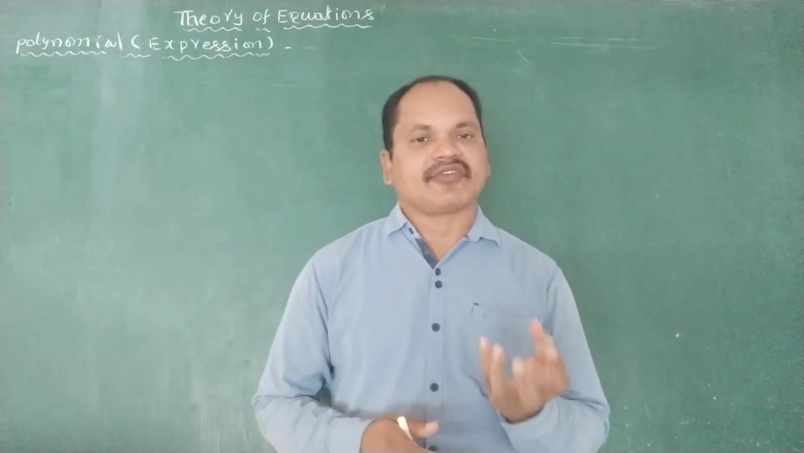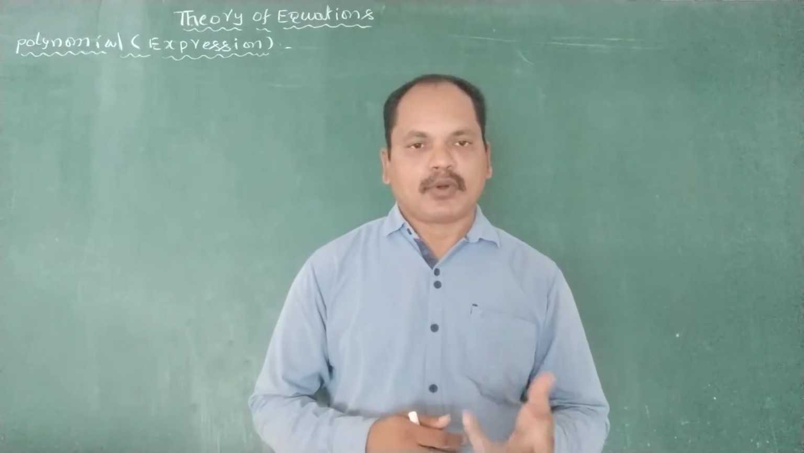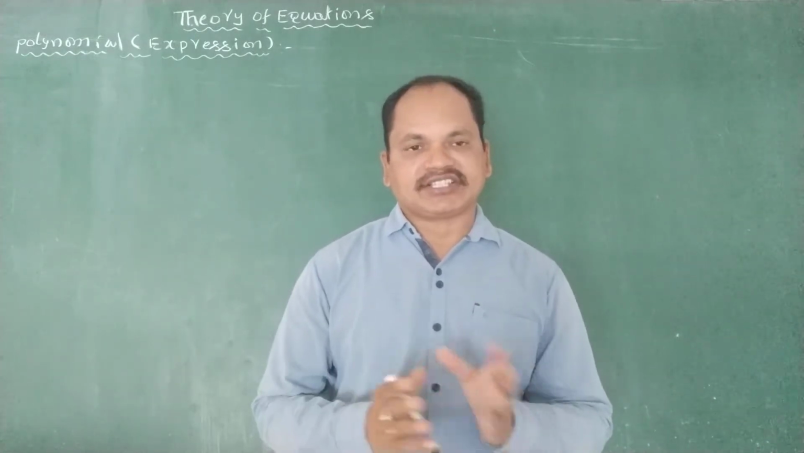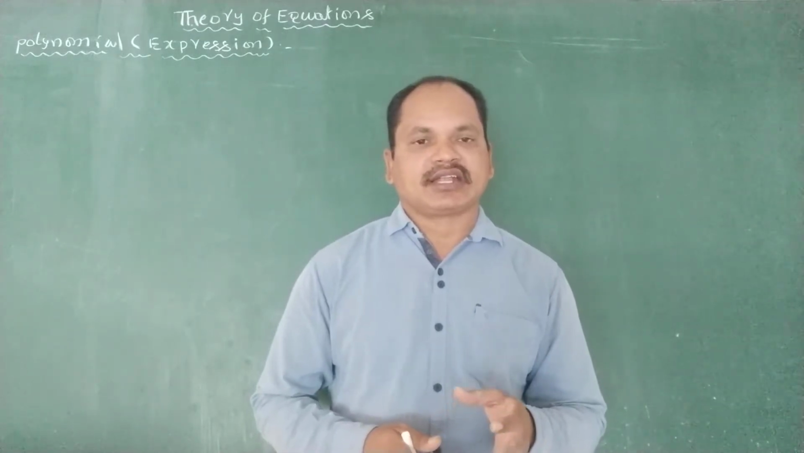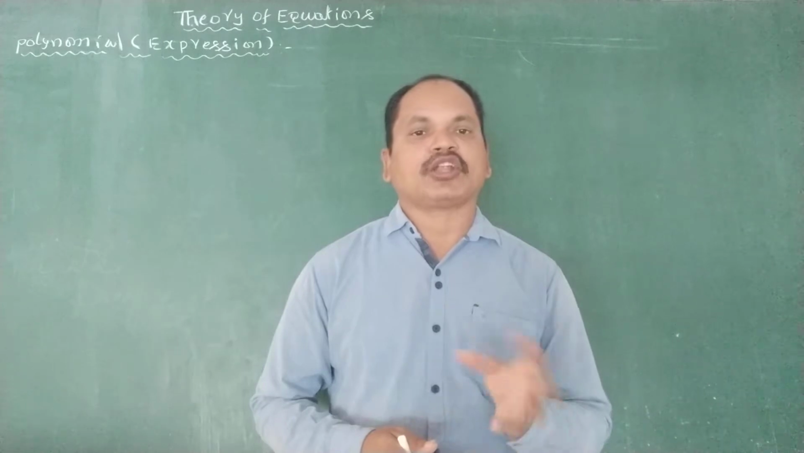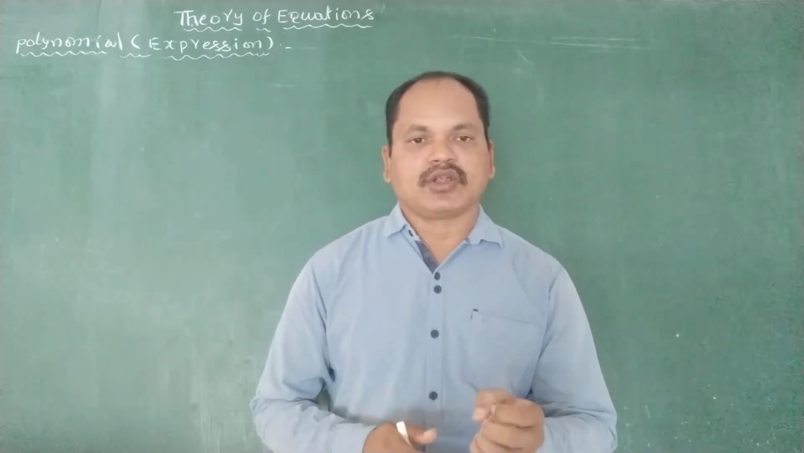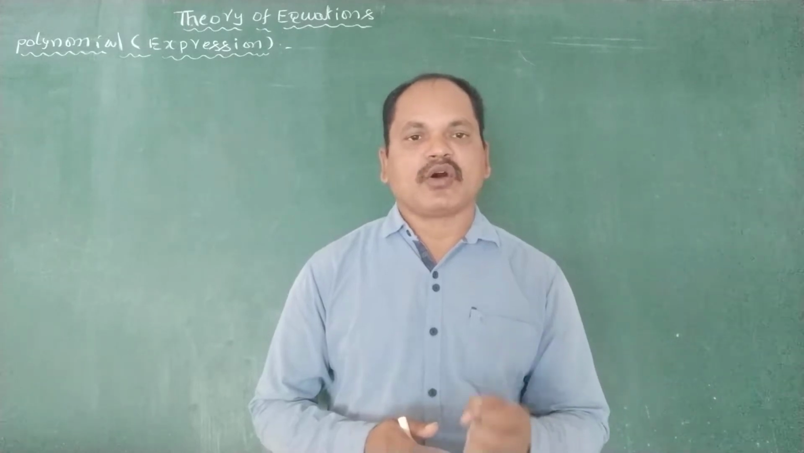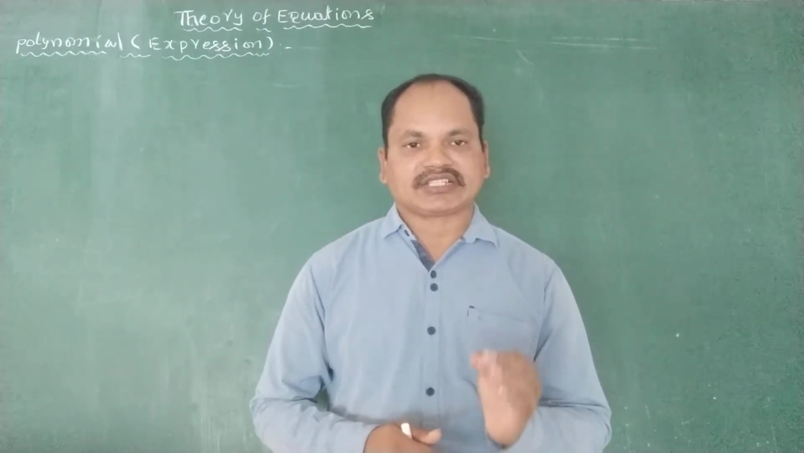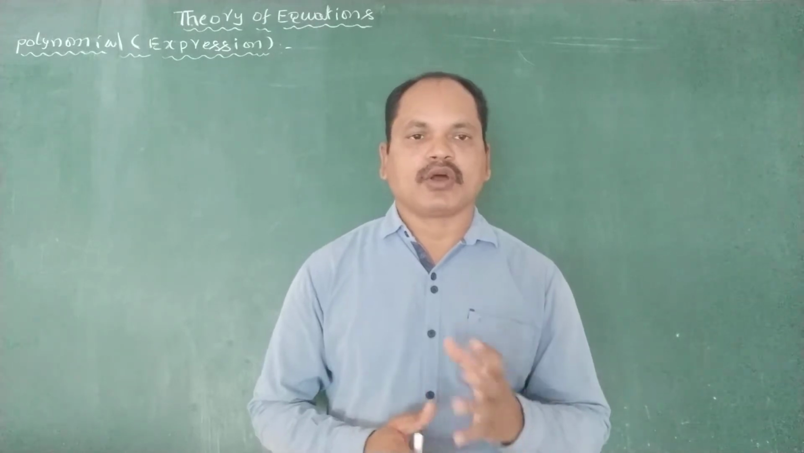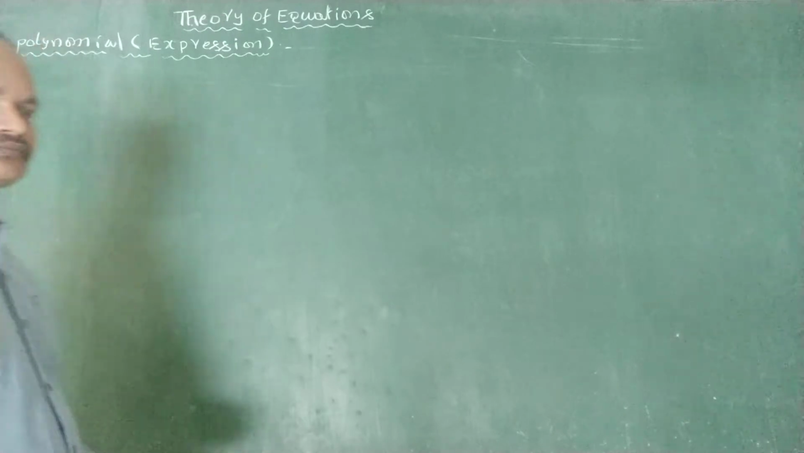Suppose we take f of x as an expression, it is called a polynomial. If f of x is equal to 0, then it is called an equation. At the same time, it is also called a polynomial equation. If the expression is equal to 0, it is called an equation or polynomial equation. Just f of x is called an expression or polynomial. Now we are going to the first polynomial.